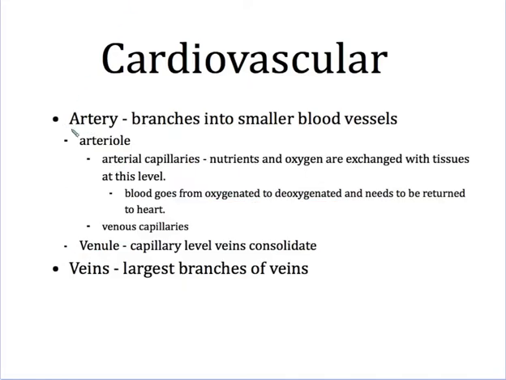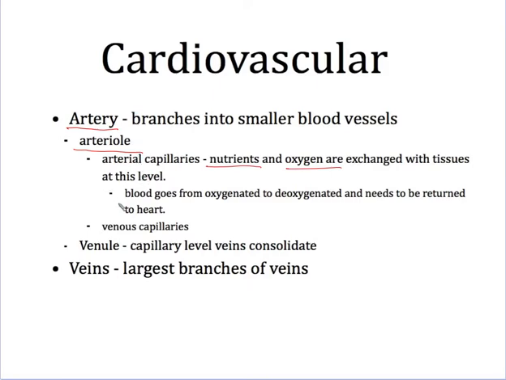Okay, there are different levels of arteries and veins. We're going to start with arteries. There are different sizes, and as they change size, they have different names. You start with an artery, which is the largest blood vessel carrying blood away from the heart. As it branches out, your next one is called an arteriole, which is essentially a smaller artery. And then you have what's known as arterial capillaries. This is where your nutrients, your oxygen, everything's exchanged with your tissues. Because these have very thin walls, your gases and nutrients can diffuse across the membrane.